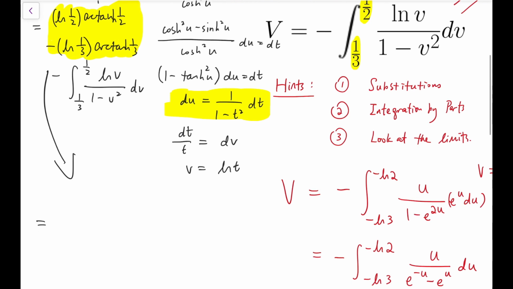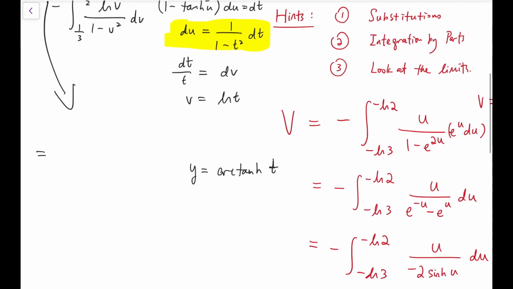Now to compute the value of arctanh of 1/2 or arctanh of 1/3, we need to know how this function, arctanh, actually behaves. So if I let y be arctanh of, say, 1/2, or I should say in general of t, then again by definition I have tanh y equals t.